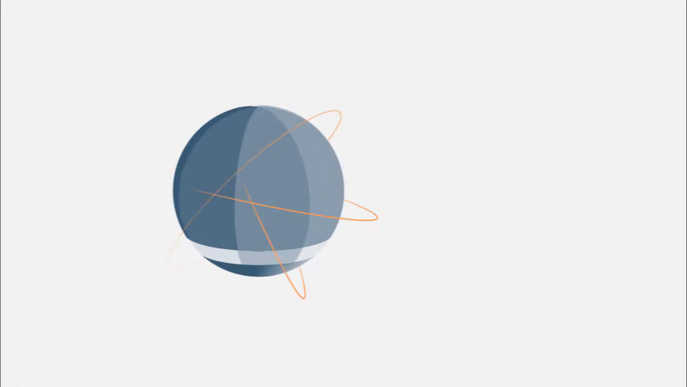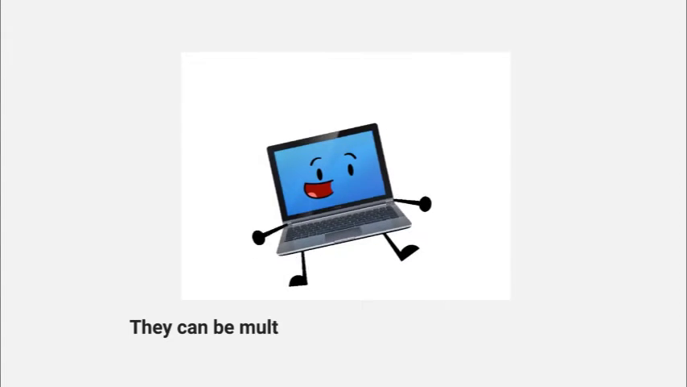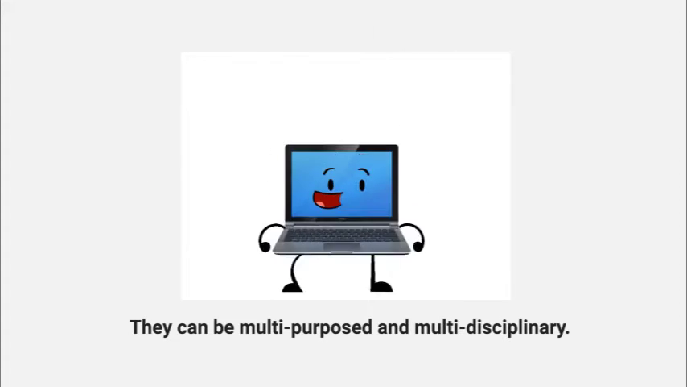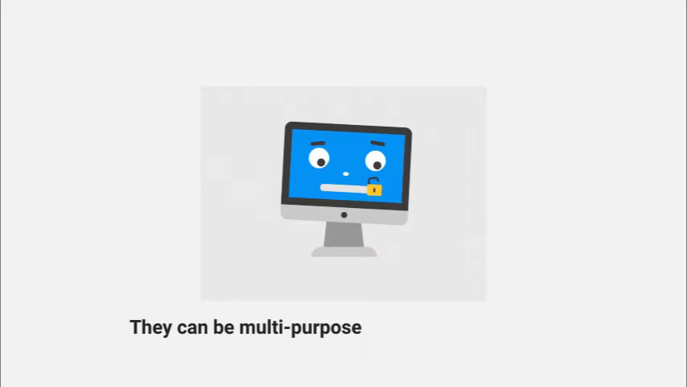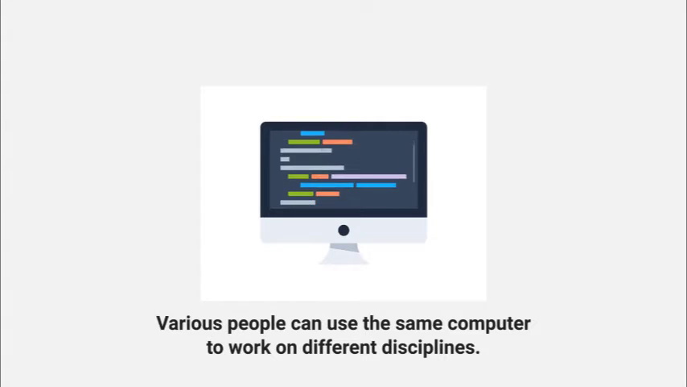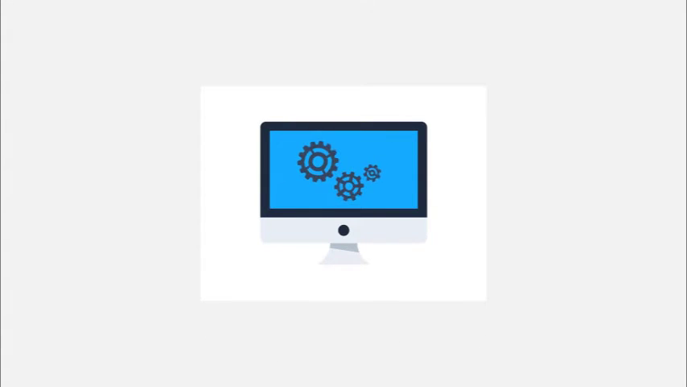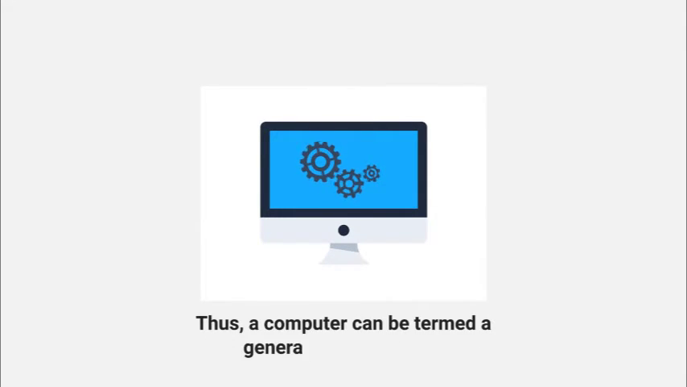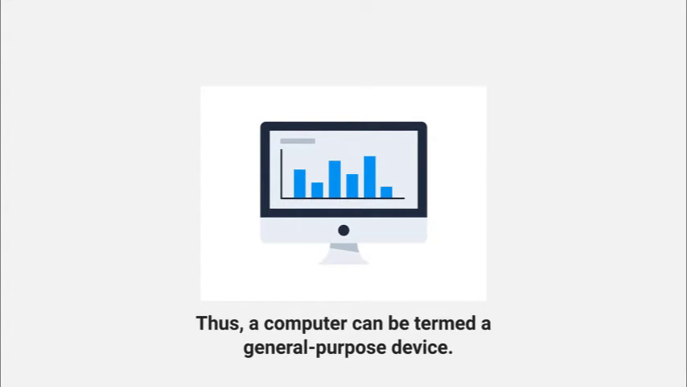Finally, computers are also extremely versatile. They can be multi-purpose and multidisciplinary. Various people can use the same computer to work on different disciplines. Thus, a computer can be termed a general-purpose device.